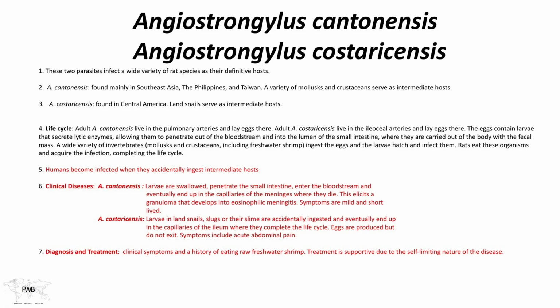Now, when human beings ingest this parasite through accident, let's talk about Cantonensis first. The larvae become swallowed, of course. They hatch in the small intestine, they enter the bloodstream, and they eventually end up in the capillaries of the meninges, where they die. This elicits a granuloma, and the granuloma becomes surrounded by eosinophils, and the condition is known as eosinophilic meningitis, and the symptoms are mild and short-lived. One would think they would be more severe, but they're not.